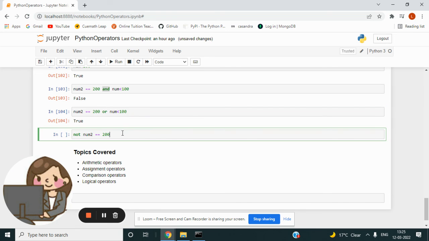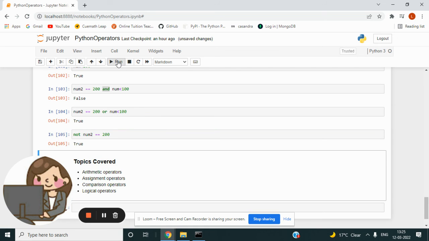That's it. Now the next operator is not. Not just negates the value of the expression. So num2 equal to 200, we know it is false, but since there is a not, it negates it and returns true. So false becomes true and true becomes false in the case of the not operator.